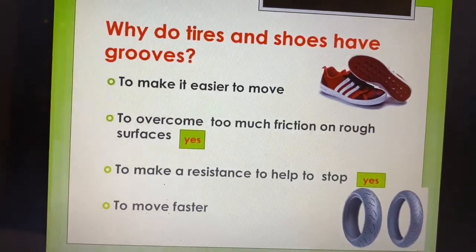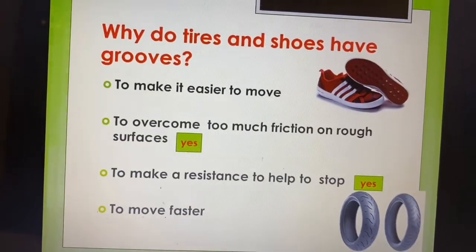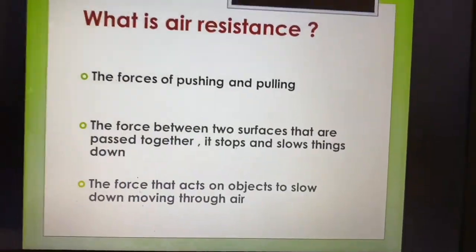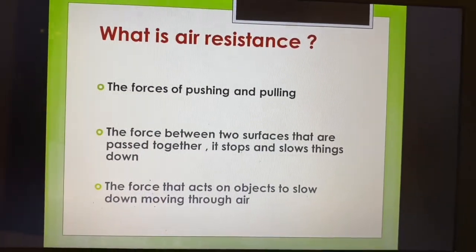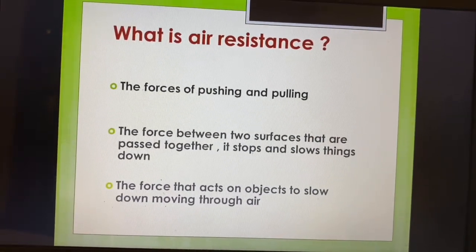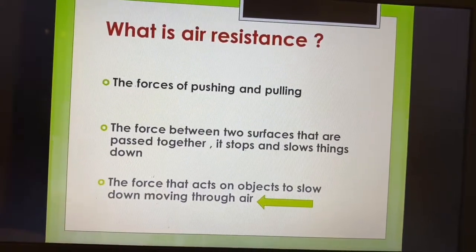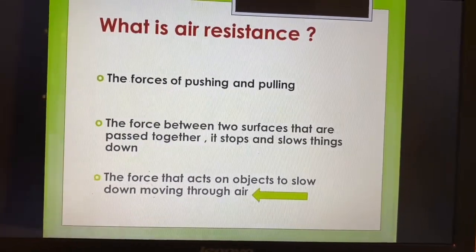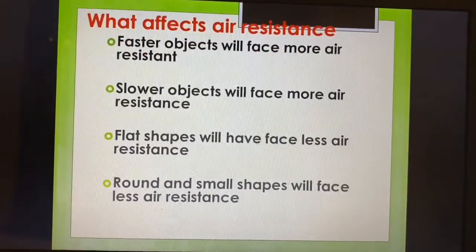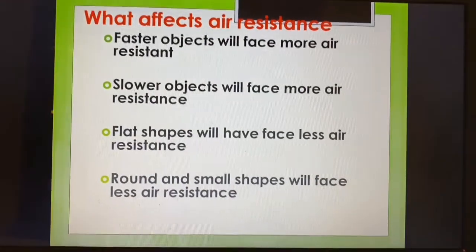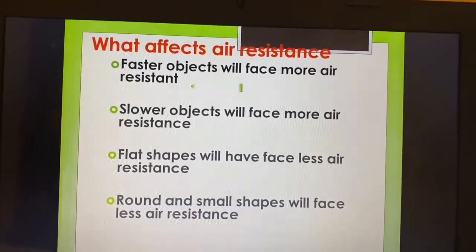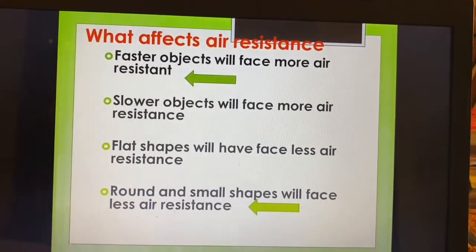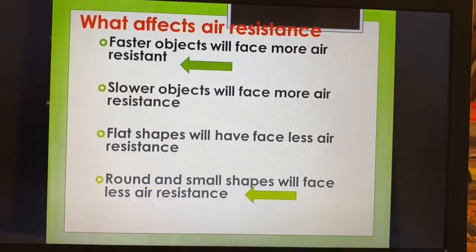To start moving, we need it to grab the floor so a person or a car can start to move, and also we need it to stop moving. What is air resistance? We said that air resistance is the force that acts on objects to slow them down. Any object that moves through air, it tries to stop this object. What affects air resistance? If you remember, faster objects will face more air resistance, and also round and small shapes will face less air resistance.